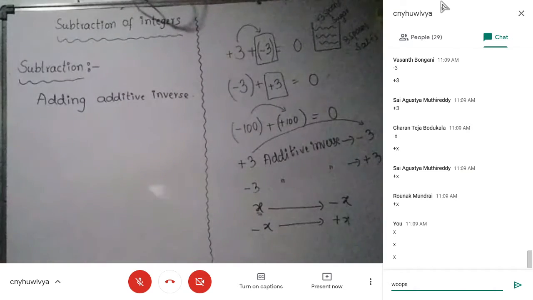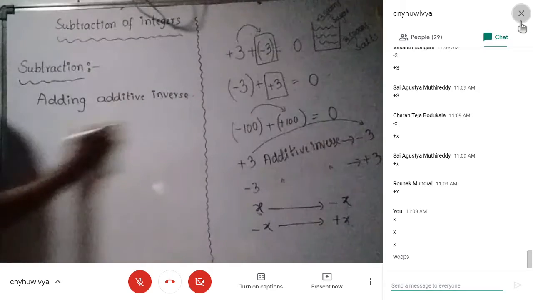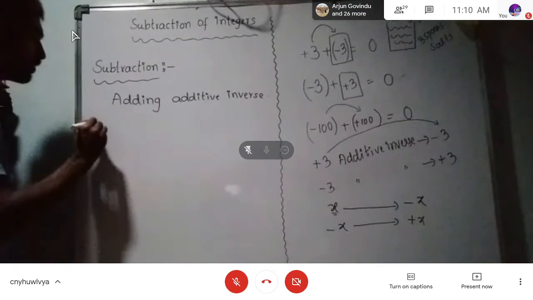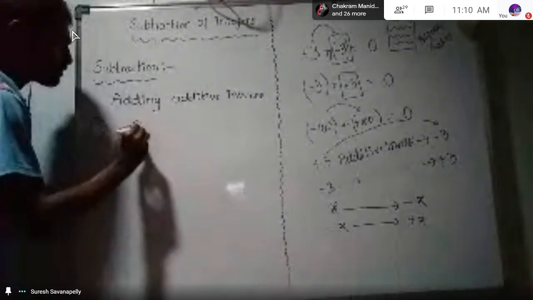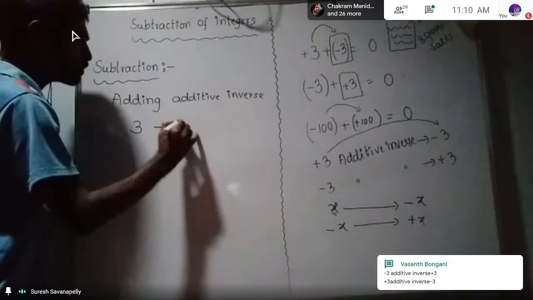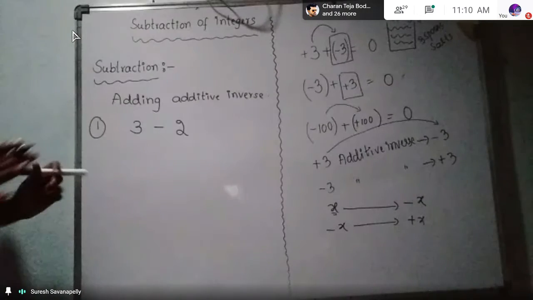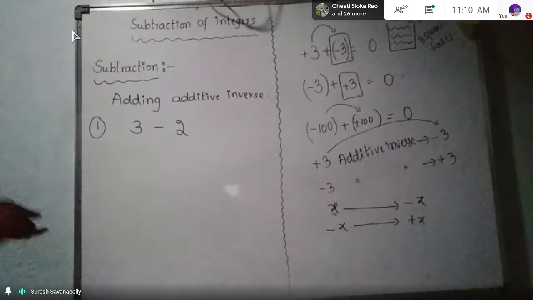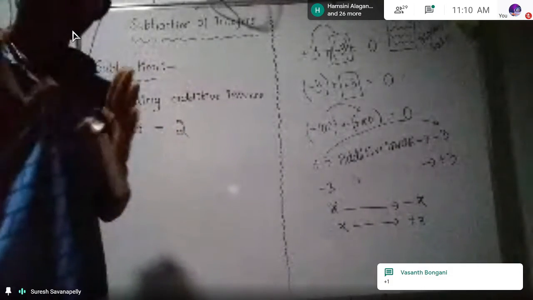Okay, now we'll come to the question. We'll discuss a small question. Now write down one question here: 3 minus 2, a very simple question. We'll start with a very simple question. 3 minus 2. So first, even for addition or subtraction, what is the basic thing?